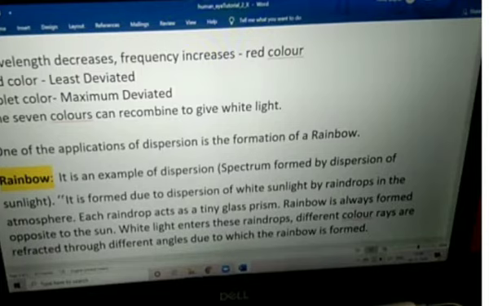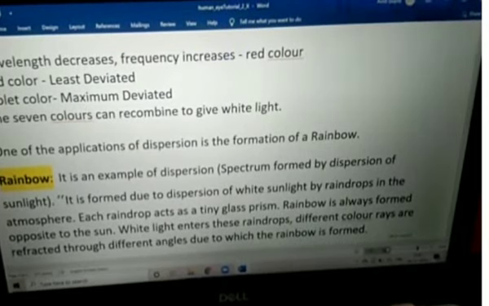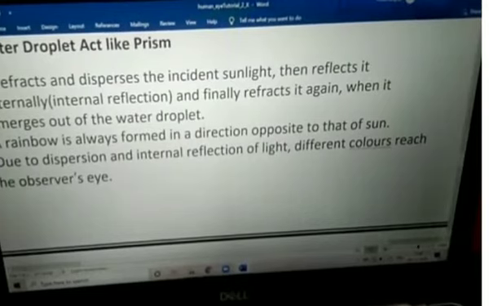Then we have the phenomenon of rainbow formation, which is also based on the process of dispersion of light. The question is how the formation of a rainbow occurs. This is asked many times in the board exam. So let's understand what makes the formation of a rainbow in nature. All of you know that rainbow formation takes place when there is rain and also sun. So rain and sun both are there.